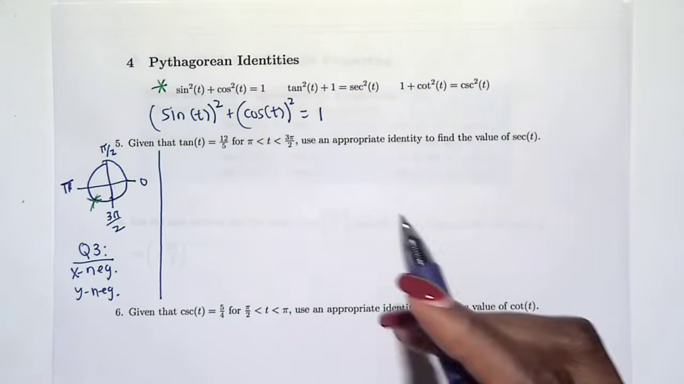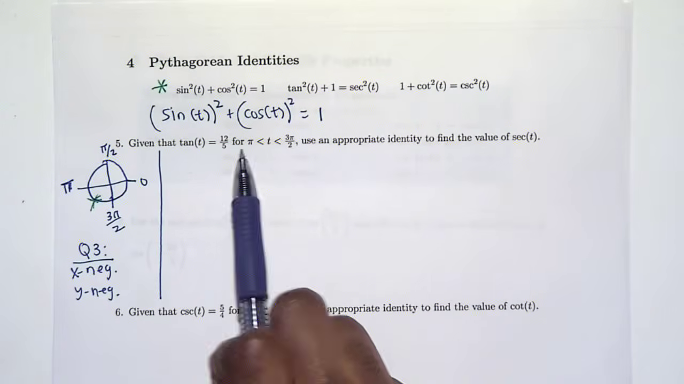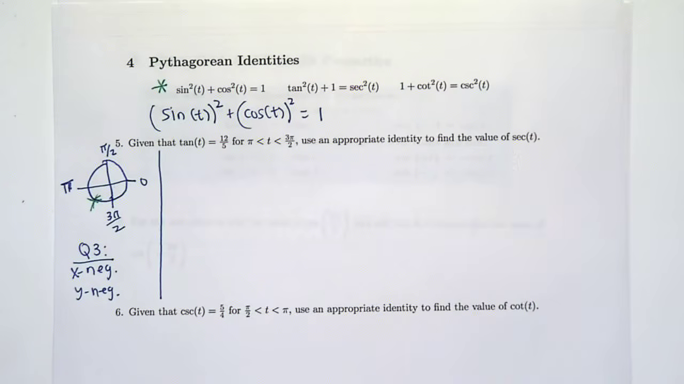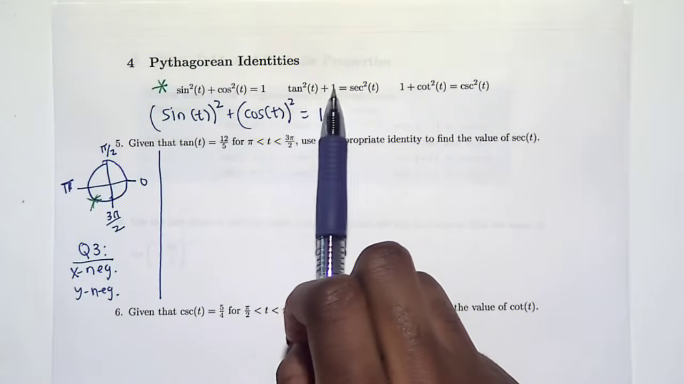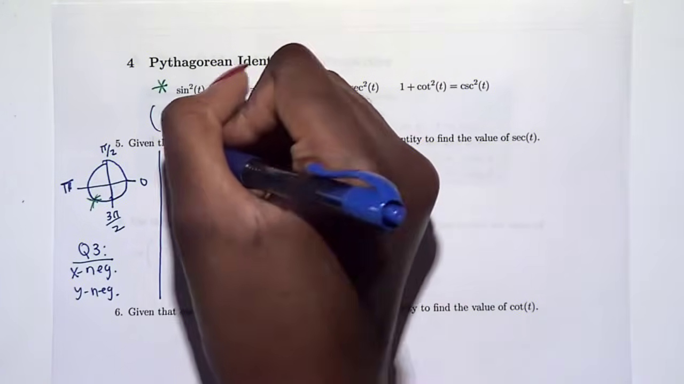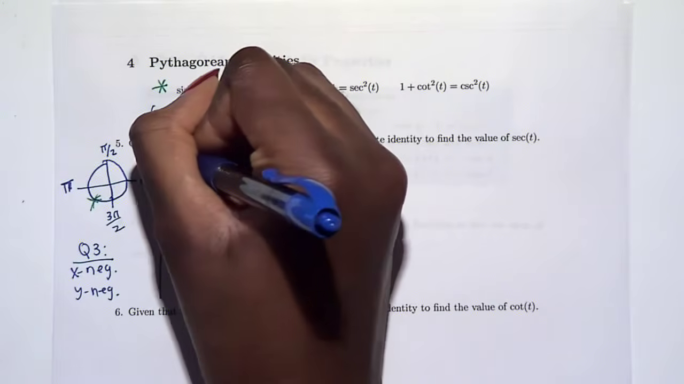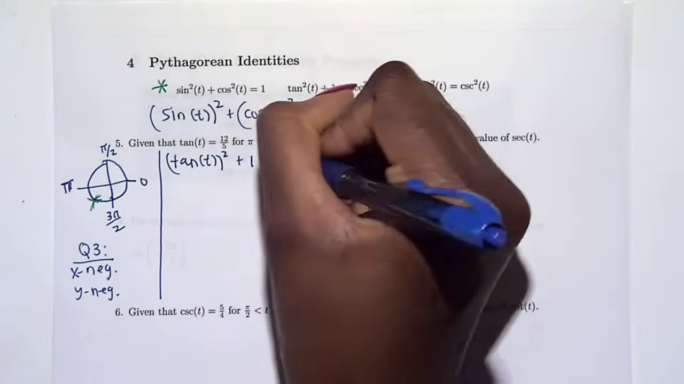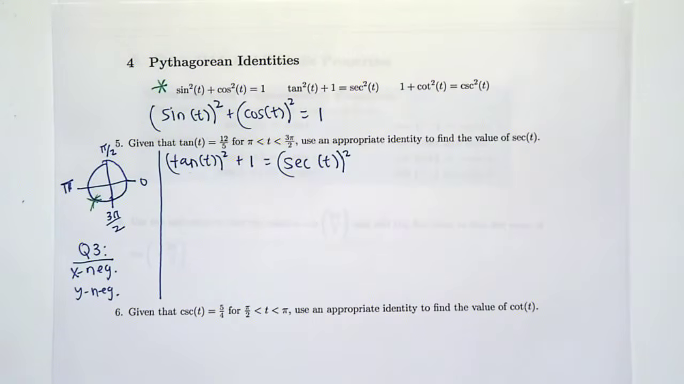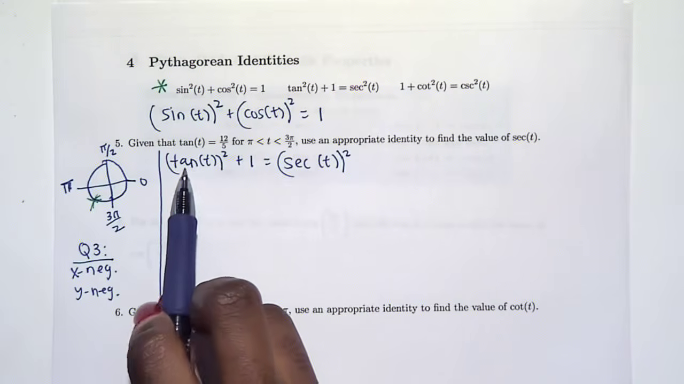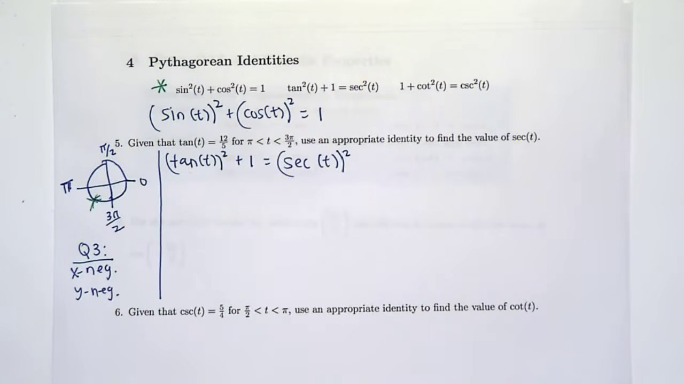Going back to the problem, we see, oh, we have tangent, but we need to find secant. Is there a relationship that we can use between tangent and secant that could help us solve this problem? Well, we actually have a nice Pythagorean identity that relates both tangent and secant together. So we know that tangent of t squared plus 1 equals secant of t squared. Pythagorean identity. All right, now, do we know tangent of t? Yes, we do. It's 12 over 5.